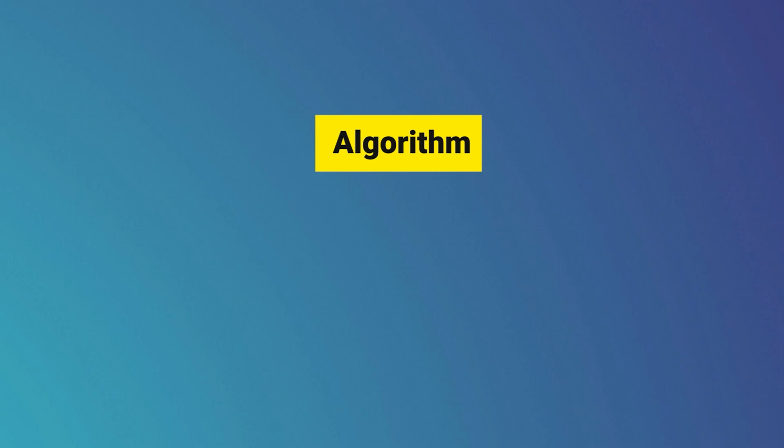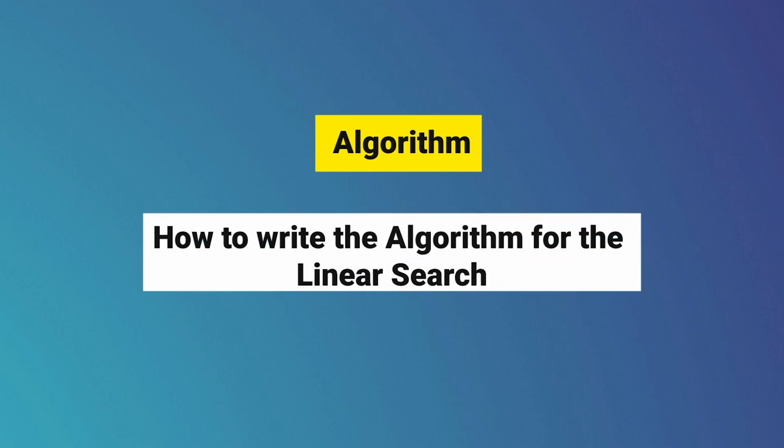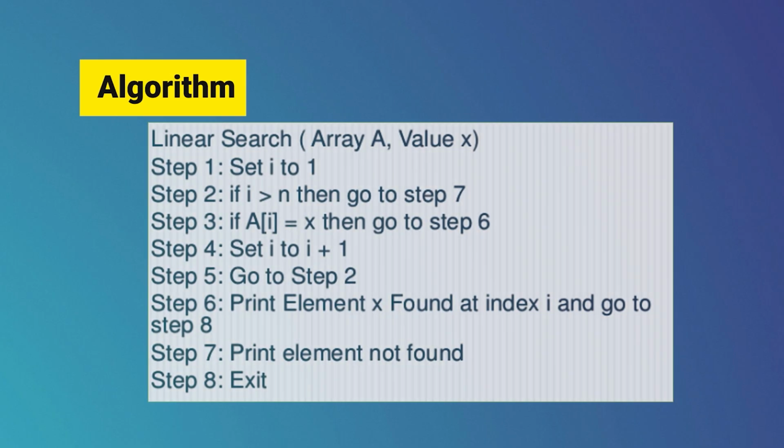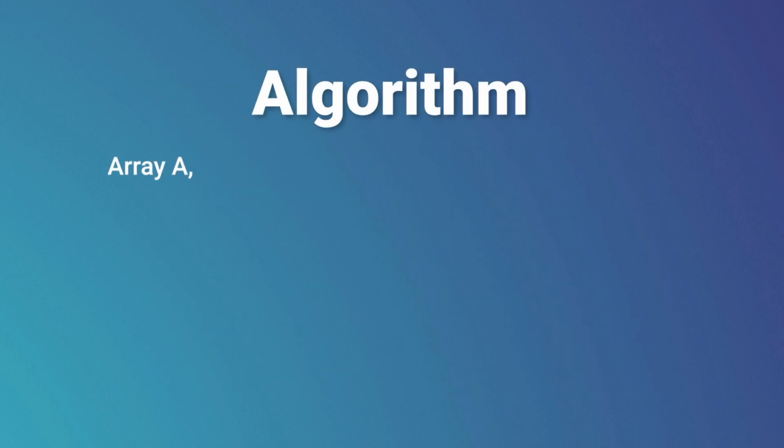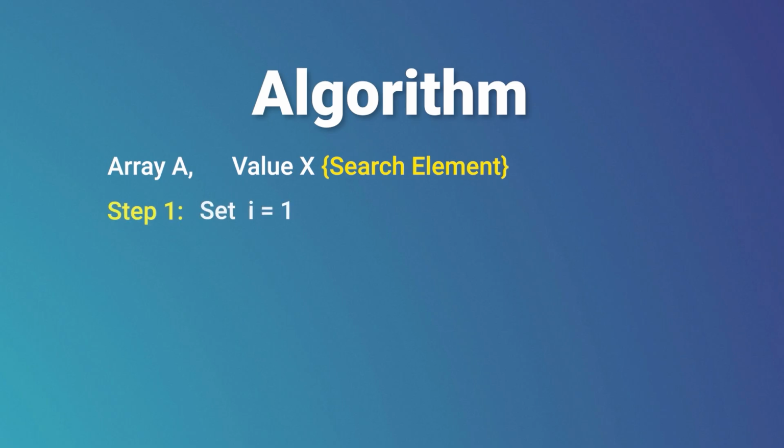Now let us understand how to write the algorithm for the linear search. In this window you will find that the algorithm is given. Suppose we have been provided with an array A, and suppose my search element is x. Initially I will set the initial counter I equal to 1. You can set I equal to 1, or sometimes you can set I equal to 0 if your index starts from 0.